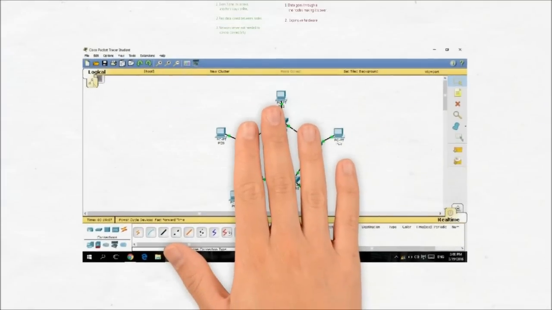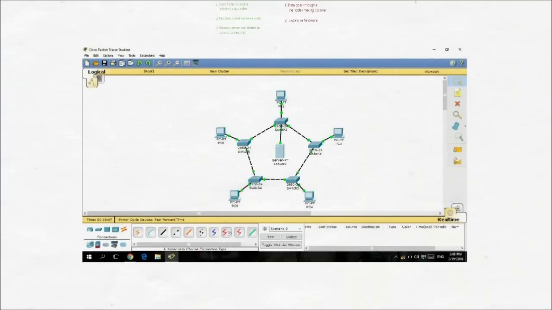This is how a ring topology network is implemented in Cisco Packet Tracer using PCs and switches.